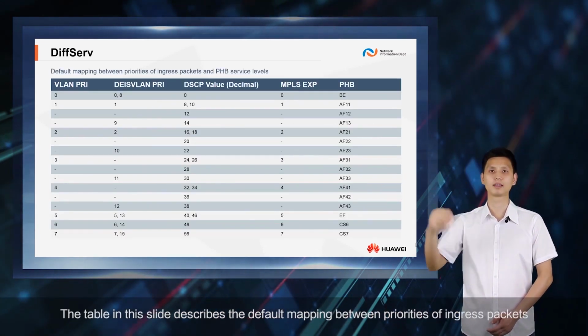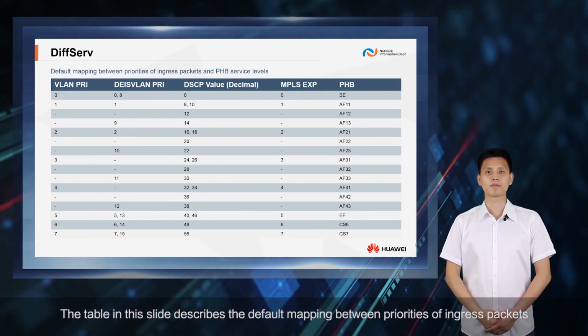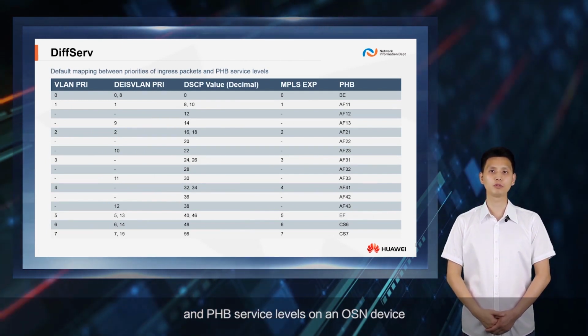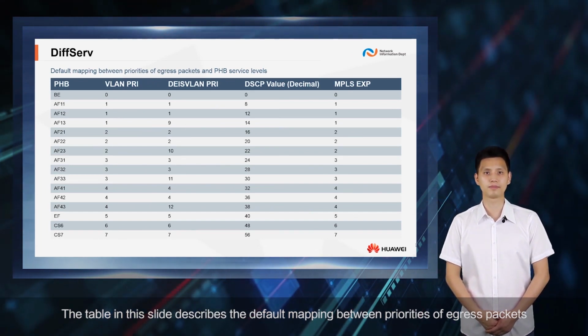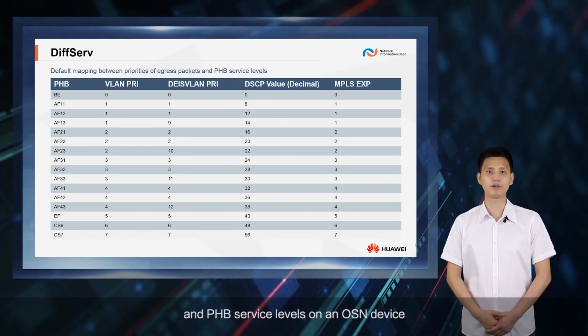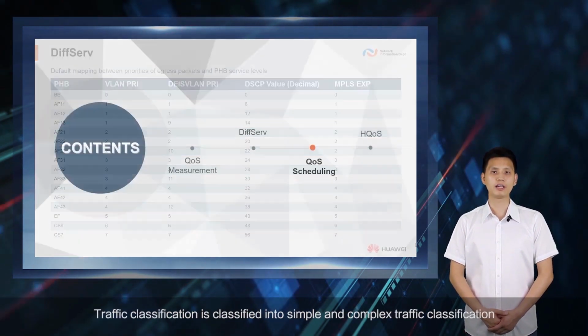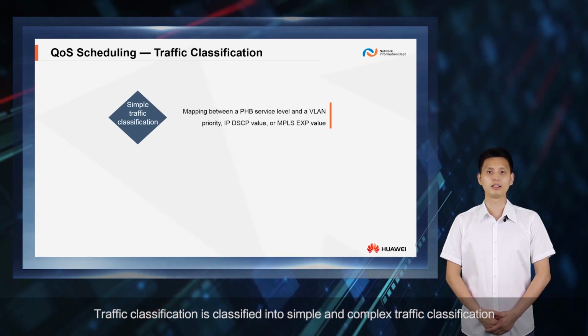The table in this slide describes the default mapping between priorities of ingress packets and PHB service levels on an OSN device. The table in this slide describes the default mapping between priorities of egress packets and PHB service levels on an OSN device. Traffic classification is classified into simple and complex traffic classification.